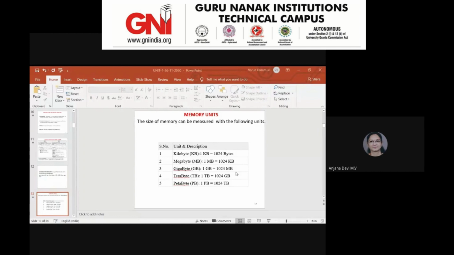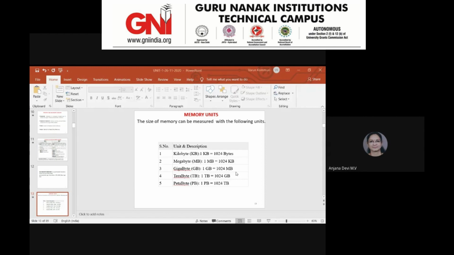Now, see the memory units here. The size of the memory can be measured with the following units. What are those units? See here. 1 kilobyte equals 1024 bytes. Actually, 1 byte equals 8 bits. Here, 1 kilobyte equals how many bytes?